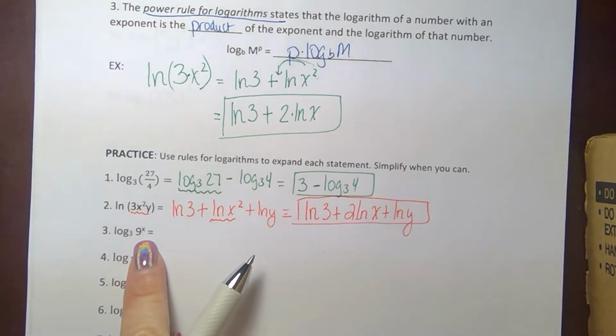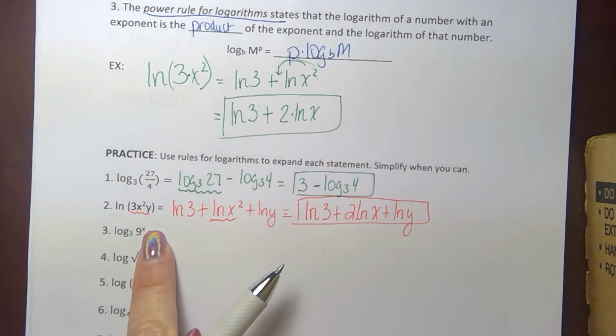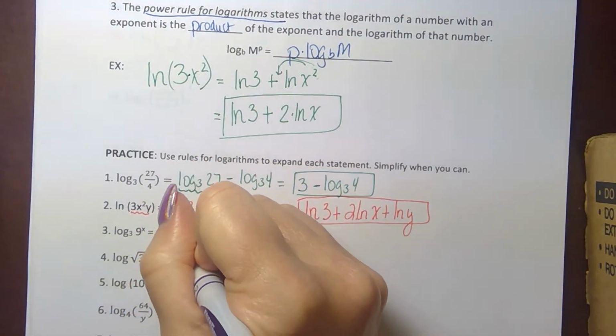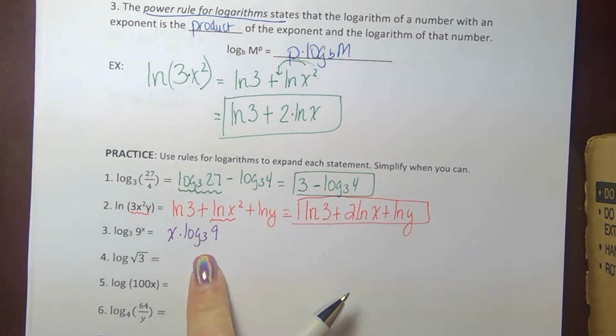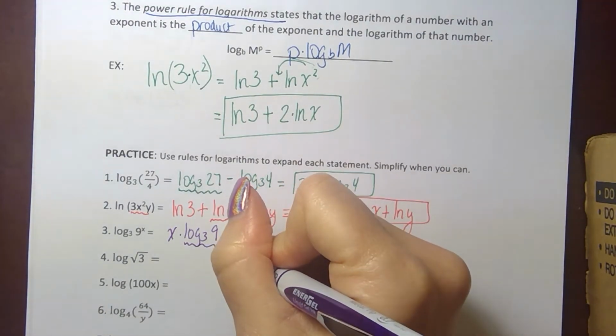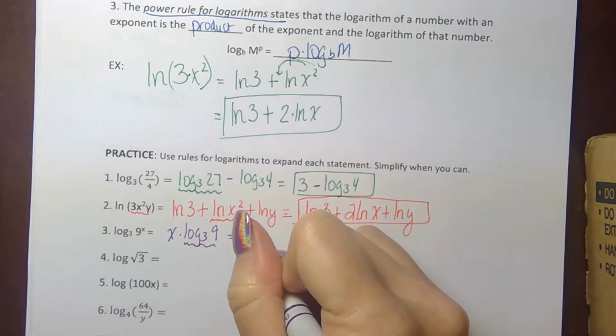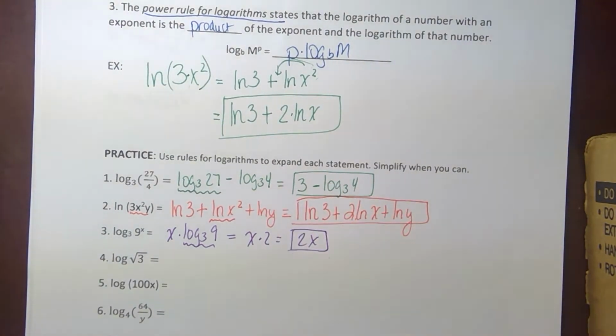Log base 3 of 9 to the x. I can't do anything with it like it is, but I can use my power rule here to pull that x out front. So I have x times log base 3 of 9. And then log base 3 of 9 will simplify. What is the exponent of 3 that gives me 9? Well, 3 squared is 9. So I have x times 2, which is just 2x.